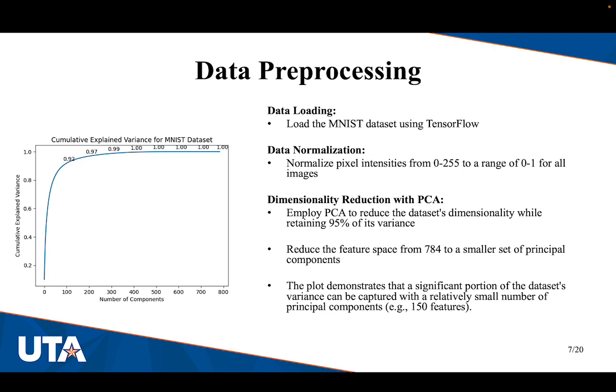In this situation, we reduce the feature space from more than 700 to a smaller set of principal components, and this plot shows that a significant proportion of the dataset variance, like 90% of its variance, can be captured by a relatively small number of principal components, like 150 features.